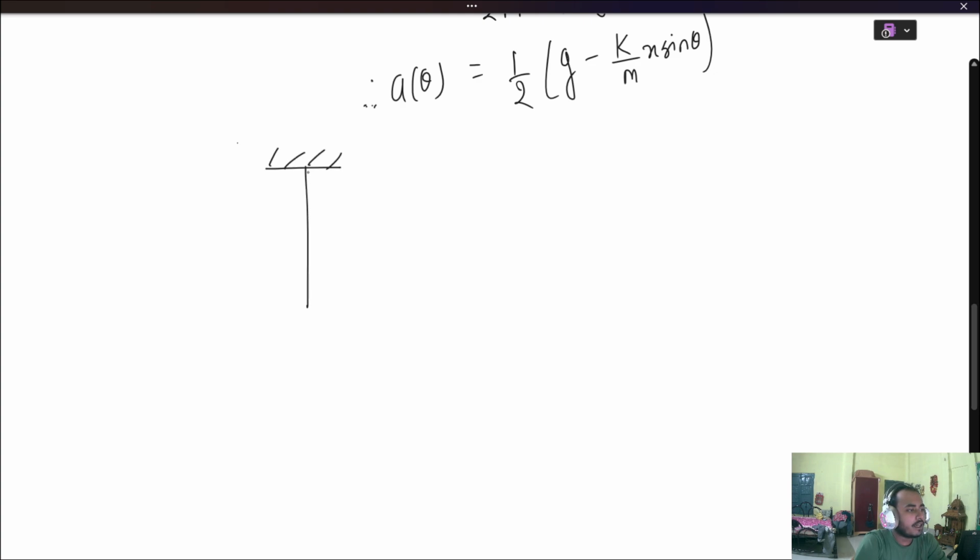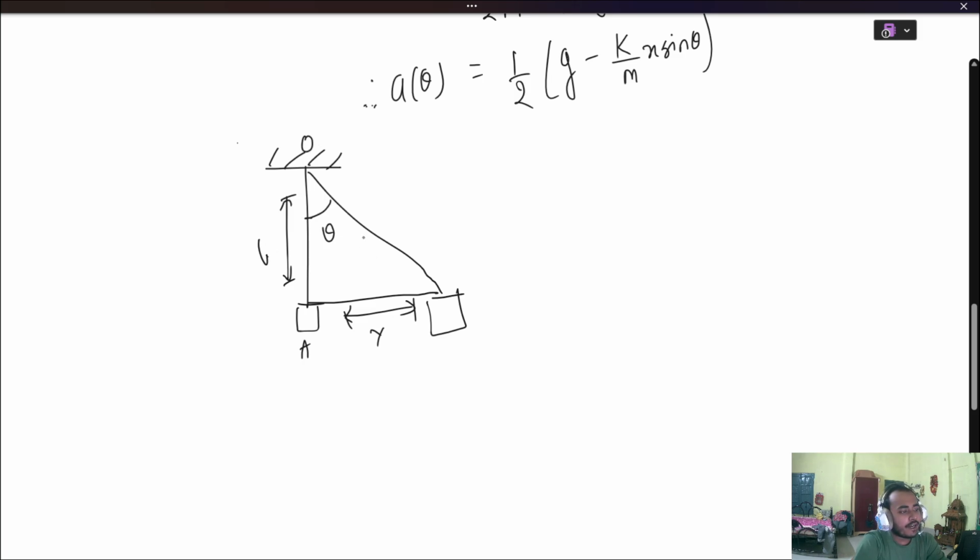Again, let me draw a figure. Let's say the block was here initially, and the block moved here, right? And this is the distance covered. So let's call this distance y. Let's say this length is L, and let's say this is the angle theta, and this is the point O. Now, if you find out sine theta here, and this is the extension x, which is equal to L sec theta minus L, right?